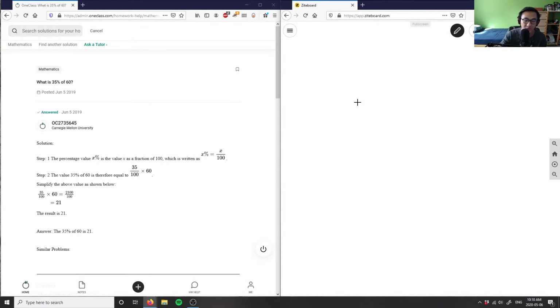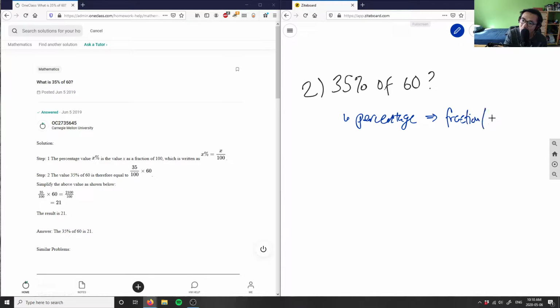Number 2 is asking a very easy question. It's asking us what is 35% of 60? So all we have to do is, every time we see a percentage here, we want to convert it to a fraction or to a decimal. So if we have a percentage, you either want to convert into a fraction or decimal.